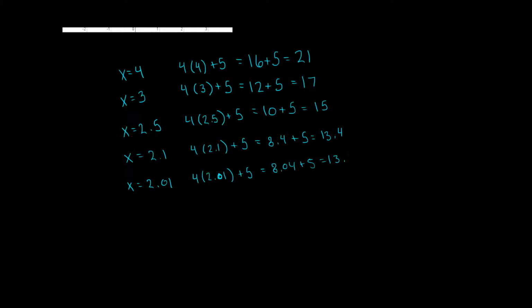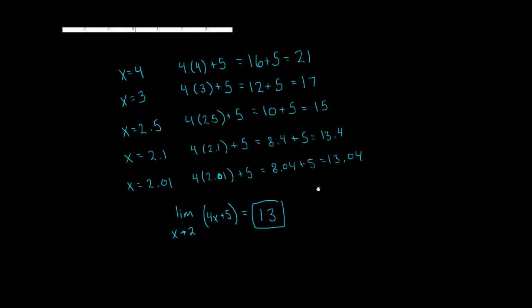equals 13.04. And you can probably guess that if we keep going to 2.001 and then 2.0001, we're just going to have 13.00004. So ultimately, the value that it looks like we're approaching is 13. And because of that, it would appear that the limit as x approaches 2 of 4x plus 5 equals 13.